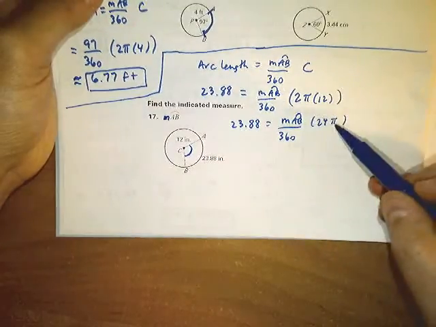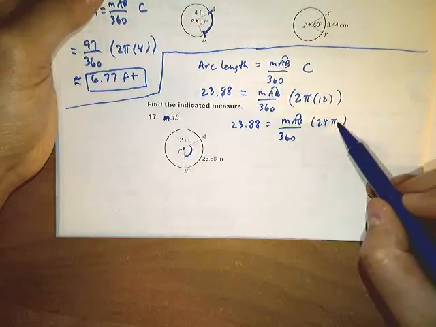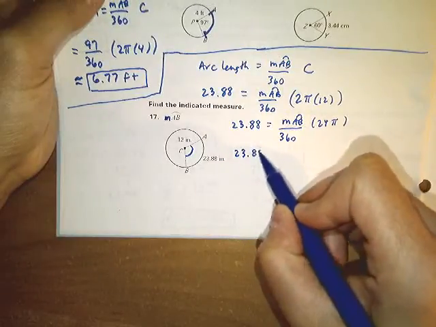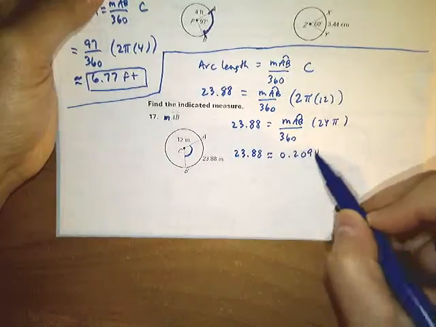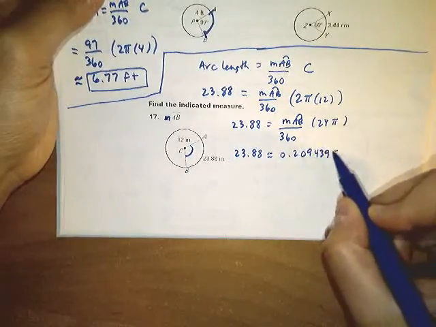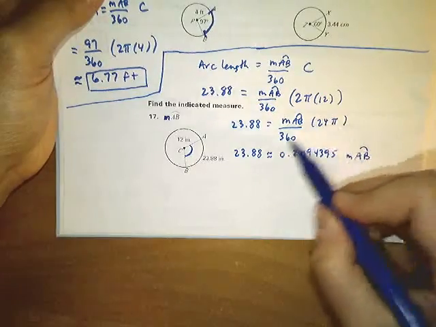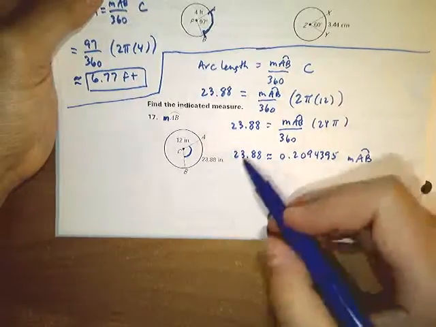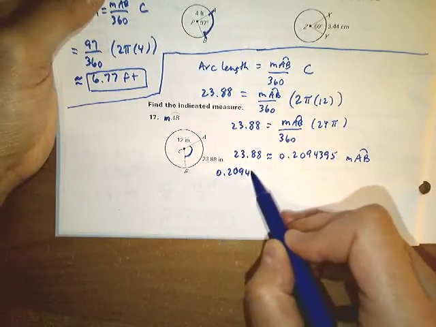Okay, so what I'm going to do is take 24 pi, multiply 24 times pi, and then divide that by 360. And I get this decimal, 0.20943995. So that's the numerical parts put together, and then here's your unknown. So all I have to do basically is divide both sides by that decimal.